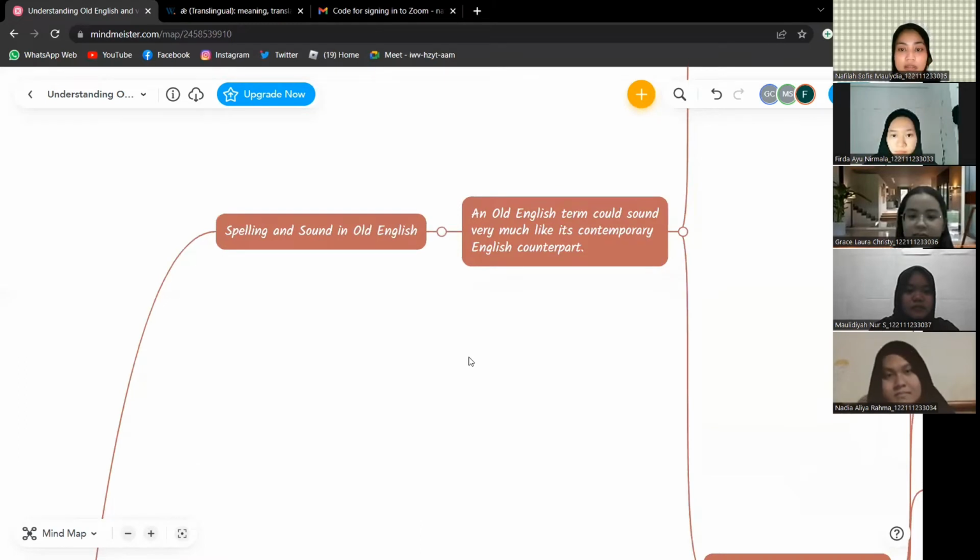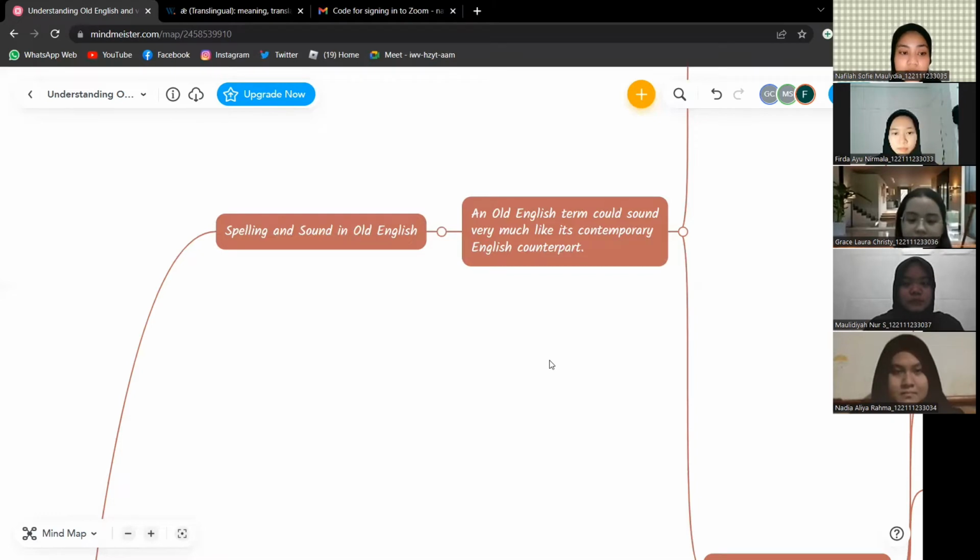An Old English term could sound very much like its contemporary English counterpart. Finding out the meaning of a certain Old English word may often be made easier by knowing how to speak the language. Although a term may not seem familiar, it may sound very much like its contemporary English counterpart. For instance, we may determine the meaning of the word Anglo-Saxon by pronouncing it as it would have been during the Anglo-Saxon era. As a result, taking the effort to learn how to speak Old English is worthwhile.